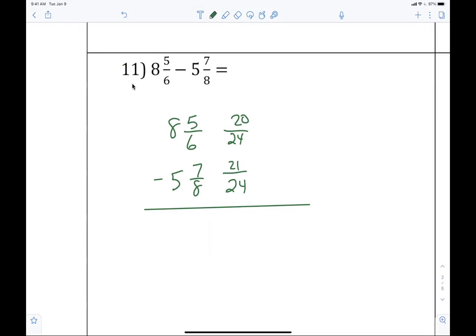Can I subtract now? You have to borrow. So I borrow from the 8 and make it a 7. And then what do I do with the numerator and denominator? I don't know. Who remembers? I'm gonna let you try, Wilson, get you back on track.